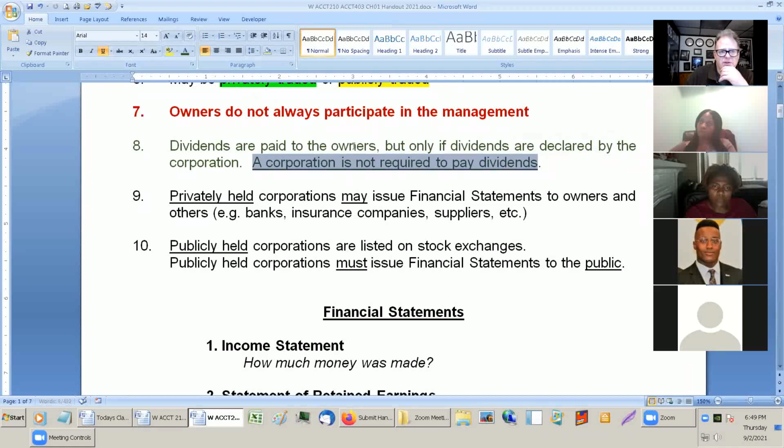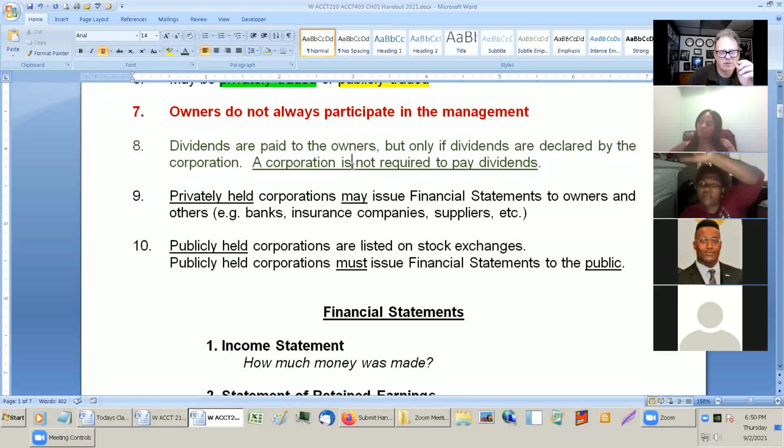Now, this is different than expenses. This is money paid to the owners. This is not money paid to keep the doors open. This is not money being paid for rent. This is not money being paid for utilities. This is money being paid to the owners. It is not necessary for the business to run with these dividend payments.